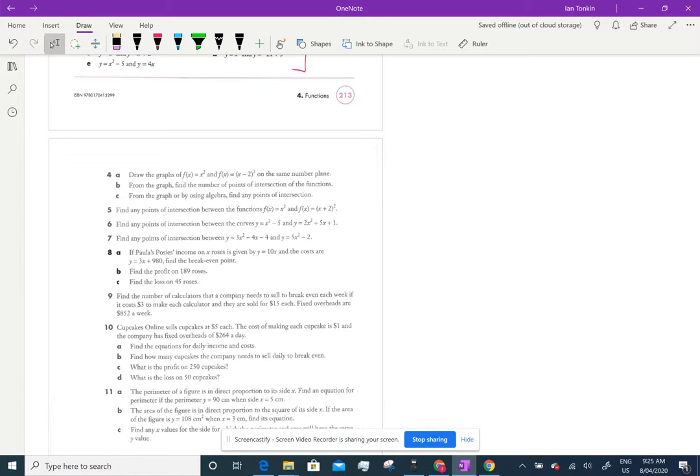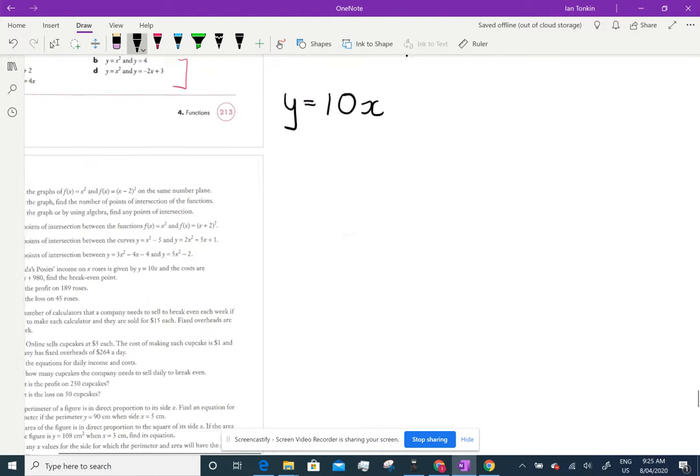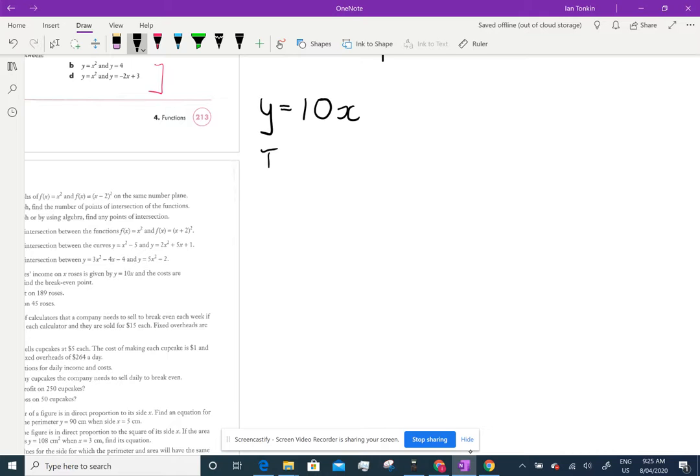And I'm going to do question 8 because it's on the website. So here we go. Question 8. So we've got two equations. So Paula's posies come in y equals 10x, where x is the number of roses, and that's the income. I'd rather have I equals 10x, but anyway.